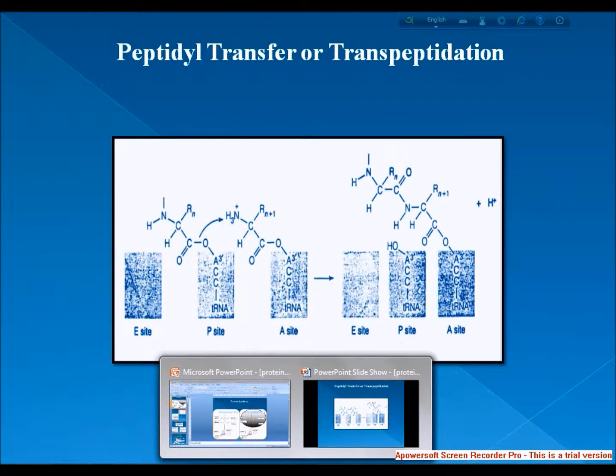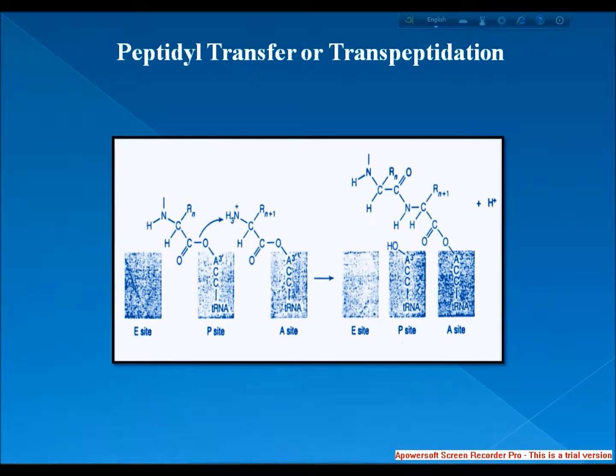Now it comes to the peptidyl transfer, or transpeptidation. The growing polypeptide chain on the P site tRNA, the peptidyl tRNA, is covalently linked to the amino acid attached to the A site tRNA. That is, a peptide bond is formed. The P site tRNA is now unacylated, and the A site tRNA is covalently linked to the growing polypeptide chain.